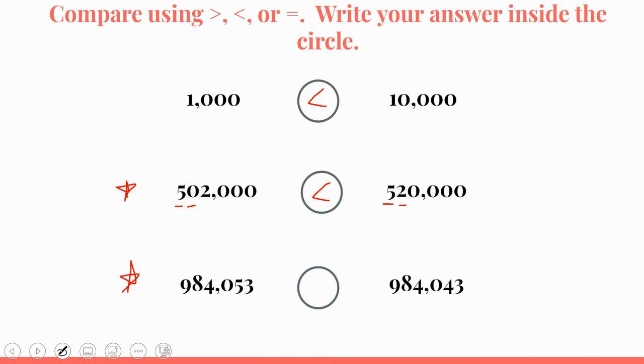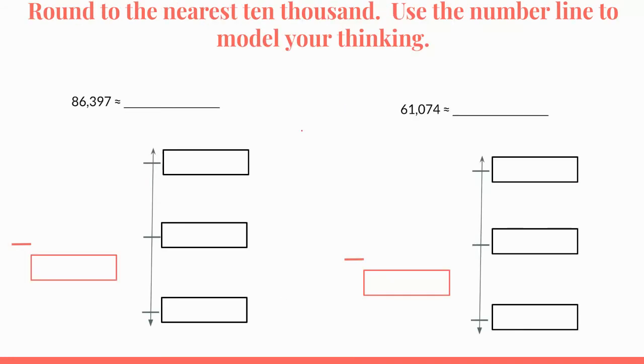All right, I have 984,053 and 984,043. I'm going to compare, starting with largest place values. So far, they are exactly the same. Now we're in the tens place and I spy something different. This is larger, so I know that 984,053 is greater than 984,043. All right, on to the last slide.